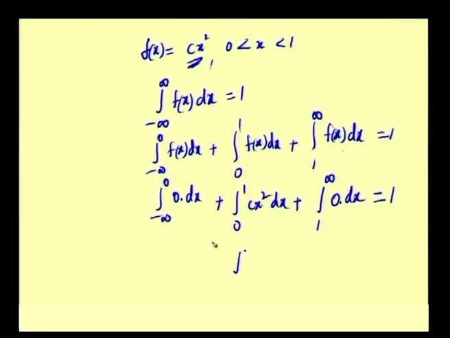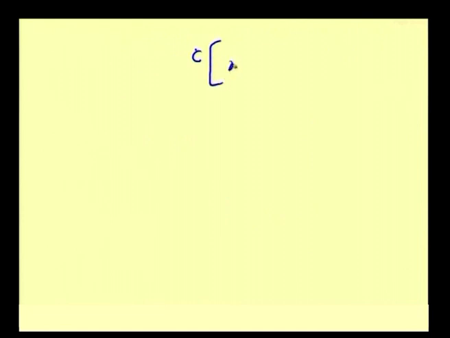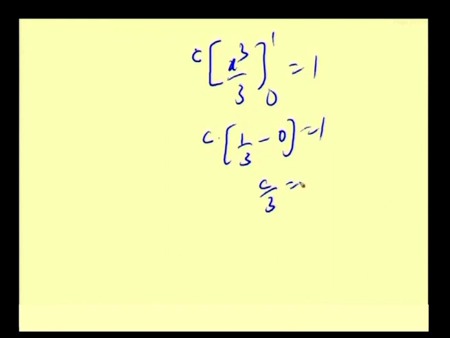So, in 0 to 1 these two intervals are 0, c x square is integrated as c into x cube by 3 within the limit 0 to 1 is equal to 1. So, c into 1 by 3 minus 0 is equal to 1. So, c by 3 is equal to 1, c is equal to 3. This c value should be again substituted in the question where the PDF is given, so that you get a refreshed PDF. Okay.